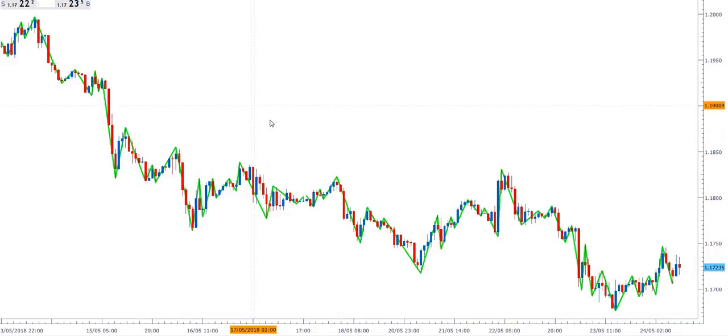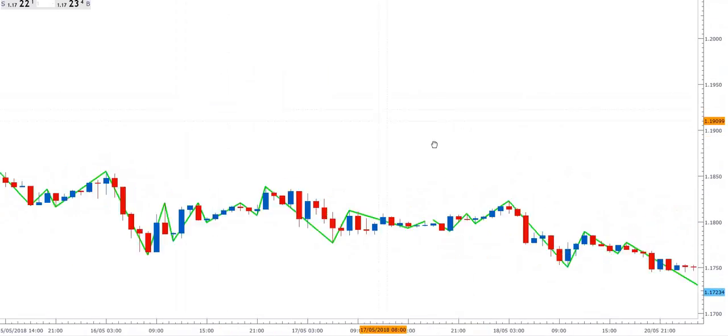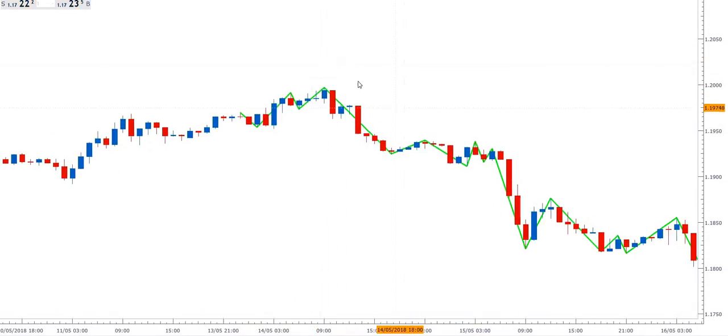So the trading strategy is, if we just zoom in, go back to the very start. This is the start there.